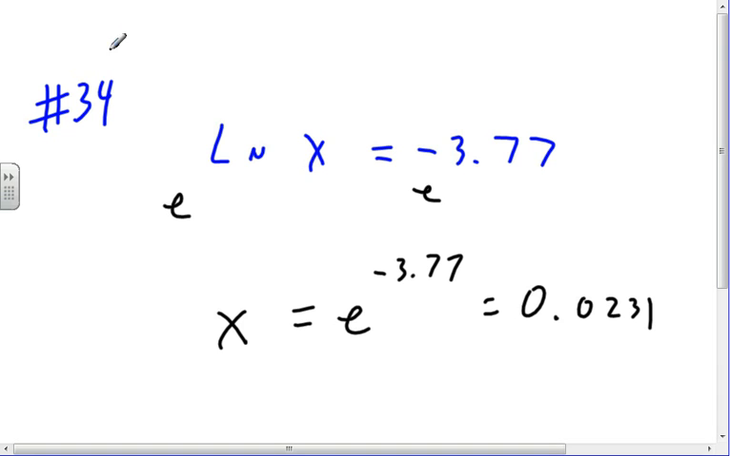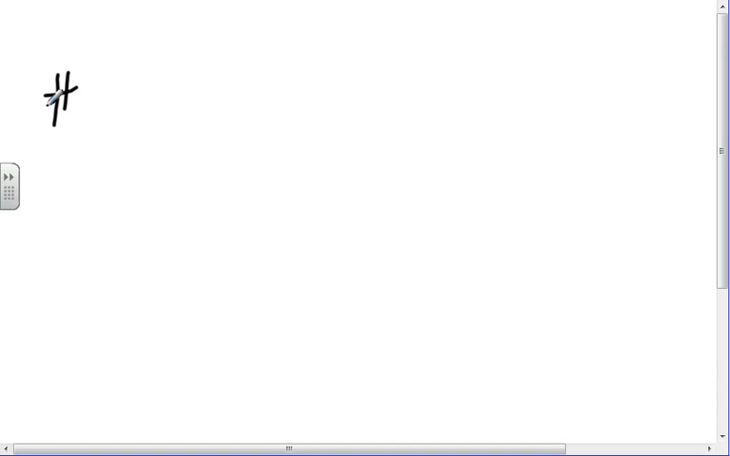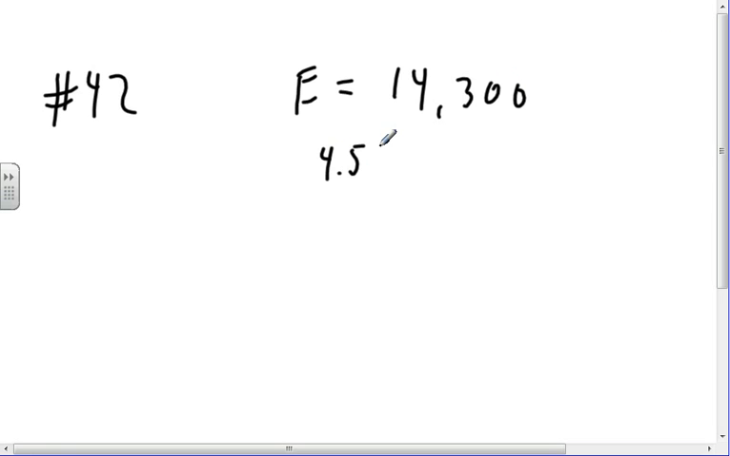All right, number 42. A public high school in a city has an enrollment of 1,400. Assuming a decline in enrollment of 4.5%, what will be the enrollment in 5 years?